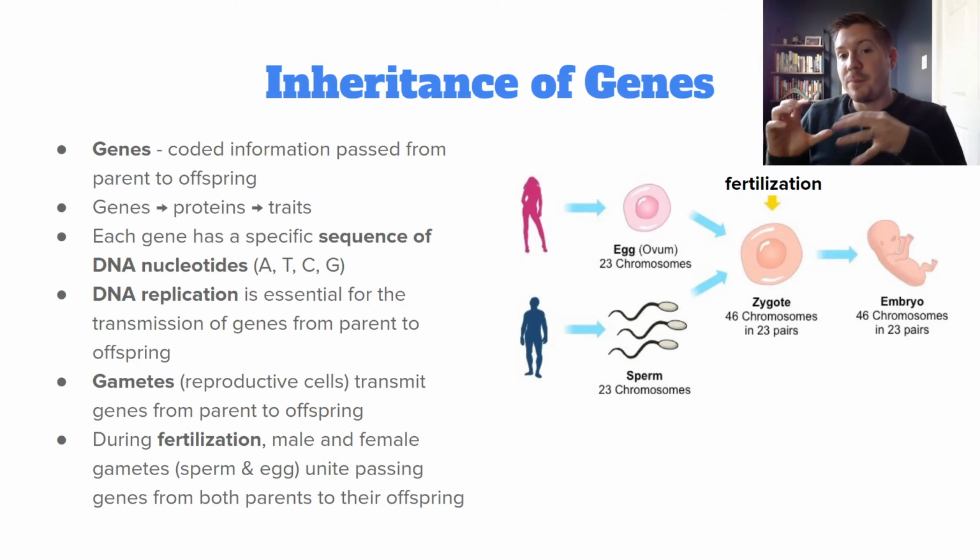But to go from parent to offspring, you need specialized cells called gametes. So these gametes are going to be the sex cells, sperm and egg cells generally. And so during fertilization, two gametes combine, bringing genes from both parents together. And this is why you're going to have half as many chromosomes in a gamete as you will in a somatic cell. As you can see in the image for humans, we've got 23 chromosomes in an egg, 23 chromosomes in a sperm, leading to 46 chromosomes in a zygote.